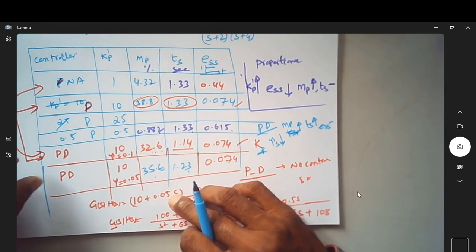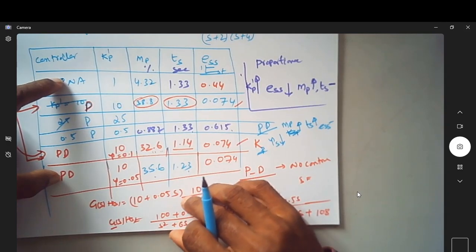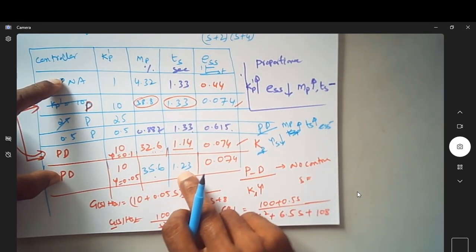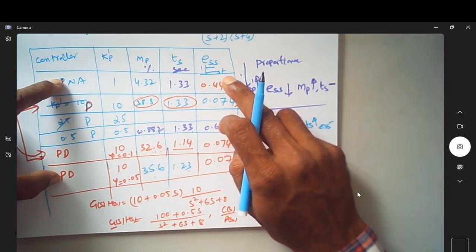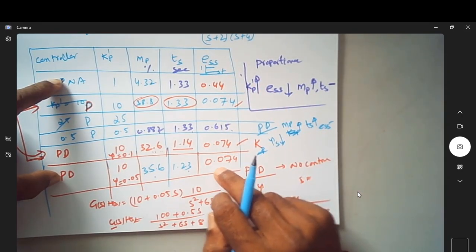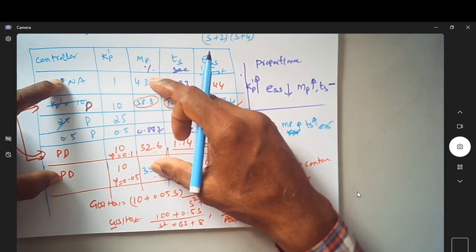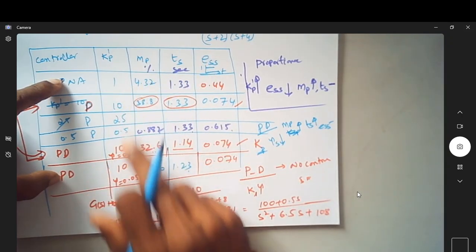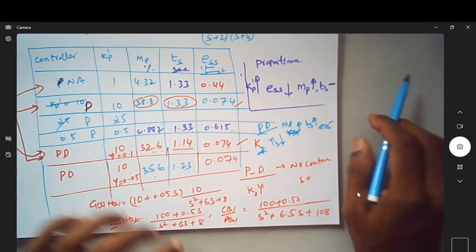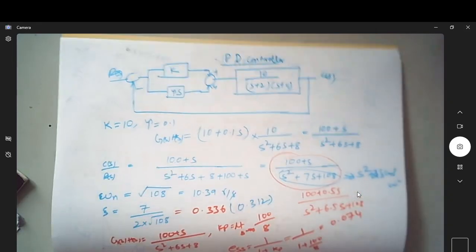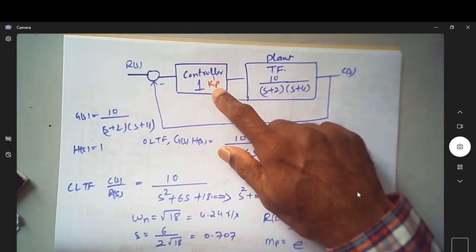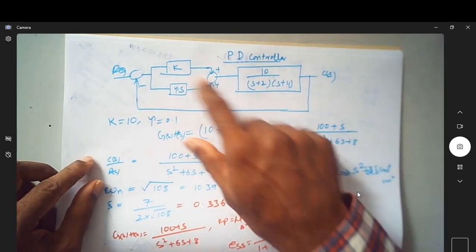But if you compare this PD and no controller, you still have an advantage. You can see from 1.33 it is reduced to 1.23, from 0.44 it reduces to 0.074, and of course there is an increase in the overshoot from 4.32 to 35.6. So this way we can see the impact of this controller, without controller, and within this PD controller.